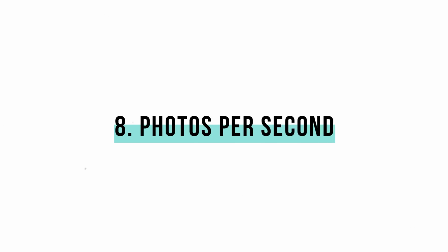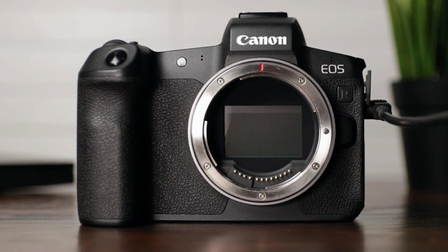Alright, next we've got photos per second, which is obviously a photo feature. Generally speaking, more is better. If you're shooting sports, you just want as many as possible. If you're shooting stills or landscapes, maybe not quite as big of a deal. But generally speaking, most people just want their camera to take as many photos as possible.